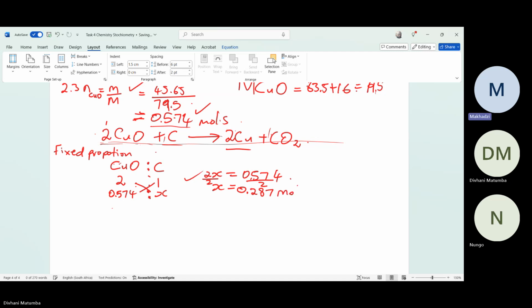Isn't it moles? Moles. So do you agree that this is n for carbon? This is the number of moles for carbon. You agree? Yes. Okay. So from here, what do you do? We are looking for the mass of carbon. What do you do from now? I don't know. Okay, in stoichiometry, Nungo, what equation were you going to use?